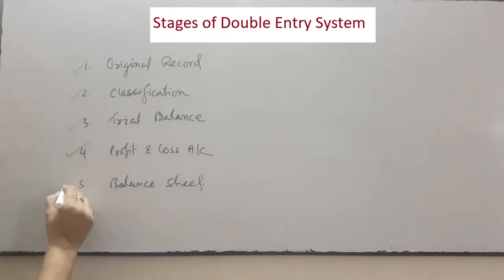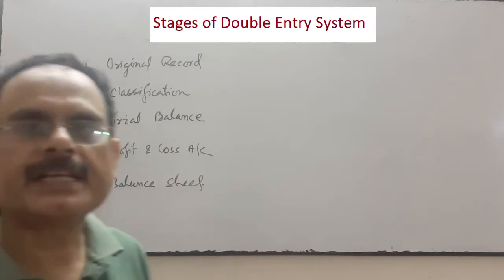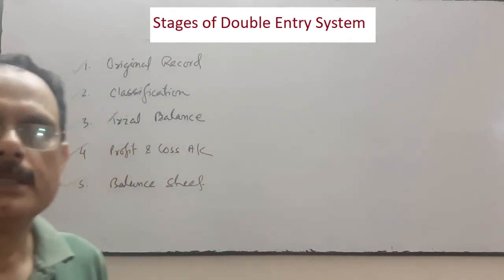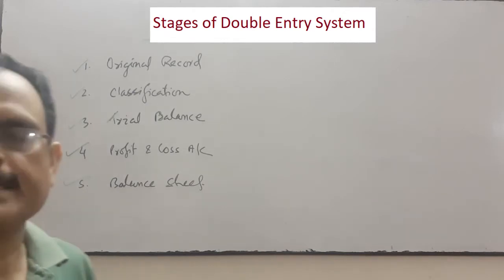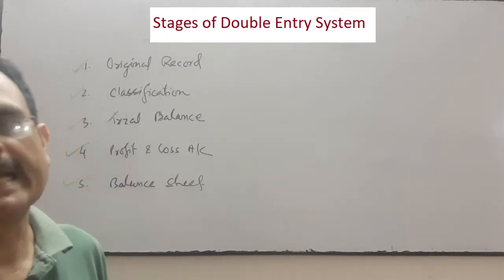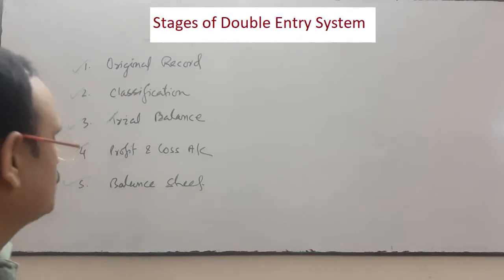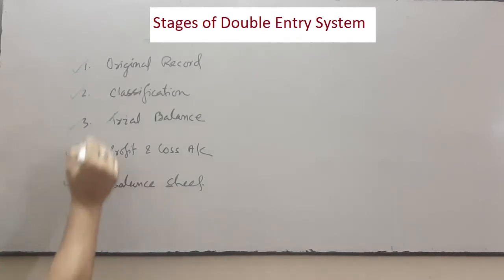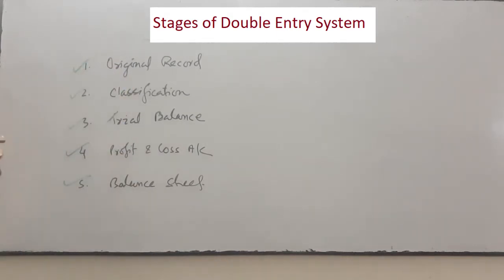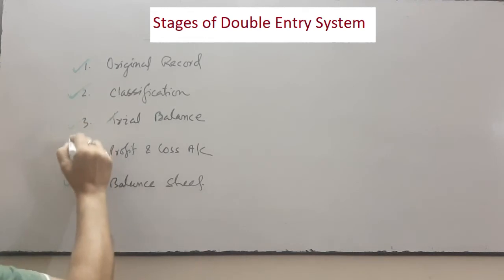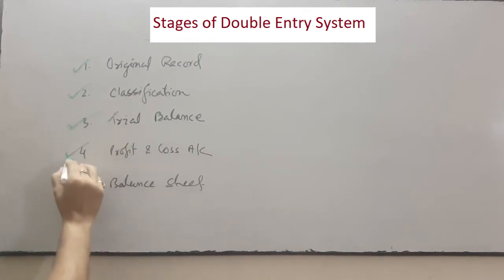Thereafter we prepare the balance sheet to know the financial health of the enterprise, that how many assets the business has, what the external liabilities are, and what the net worth of the business is. So we prepare the balance sheet. So these are the stages of double entry system: original record through the journal or subsidiary books, second classification, then trial balance, then profit and loss, and then balance sheet.